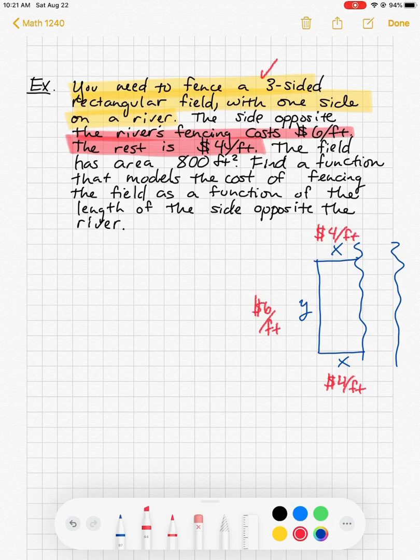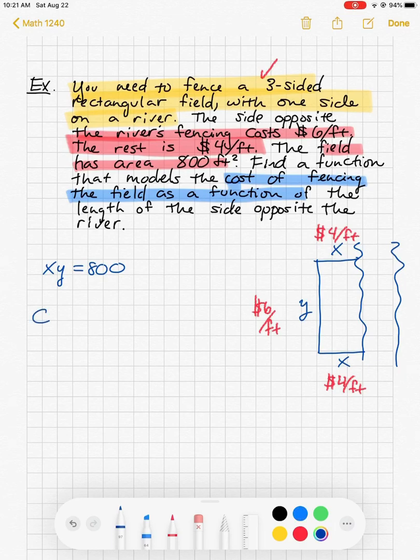The field has an area of 800 square feet. Okay, so the length times the width is 800. Counted for that. Find a function that models the cost of fencing the field. Okay, let me see if I can start with that. So the cost of fencing the field. Okay, I'm gonna have to pay for the fencing on this side. Well, it's $6 a foot times I'll need y feet of fencing, right? So I'm gonna pay 6 times y.